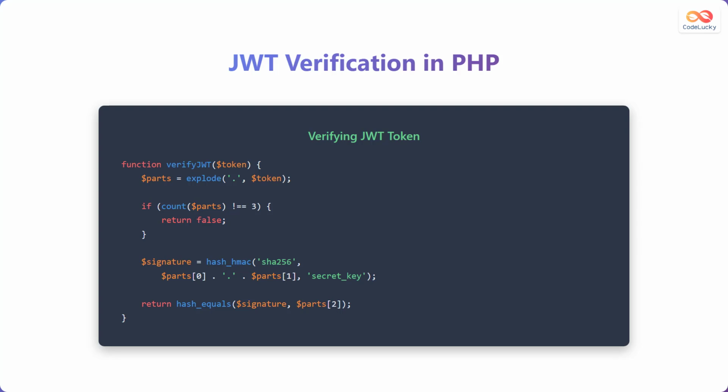Then it reconstructs the signature using the secure hash algorithm 256. Finally, it uses the hash equals function to compare the generated signature with the signature provided in the token. The function returns true if the signatures match, indicating a valid token. Otherwise, it returns false.